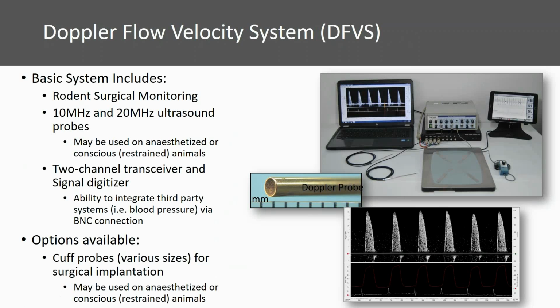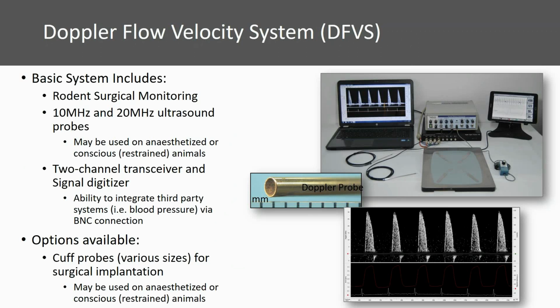This is what the Doppler flow velocity system looks like. It includes the rodent surgical monitor that typically comes with two probes, one 10 megahertz and one 20 megahertz. And you can see here with the scale bar just how small these probes are. There are two hardware component boxes. The transceiver has two channels, which we will talk about later on, and the digitizer, which takes the signal and transfers it to the computer, which comes with the system.